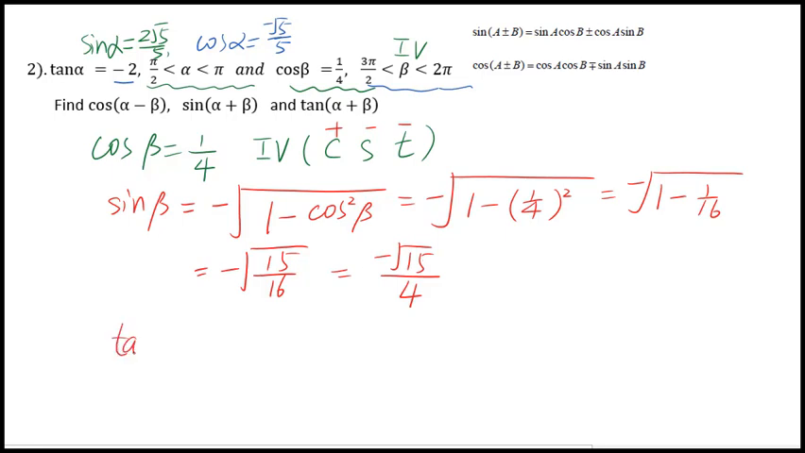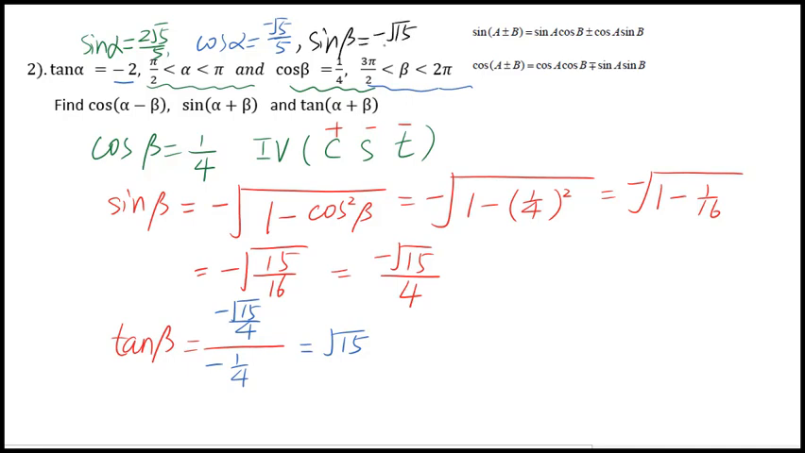For tangent beta equals sine beta over cosine beta. Therefore, negative square root of 15 over 4, over 1 over 4. You will get negative square root of 15. So we get sine beta equals negative square root of 15 over 4. For tangent beta equals negative square root of 15.